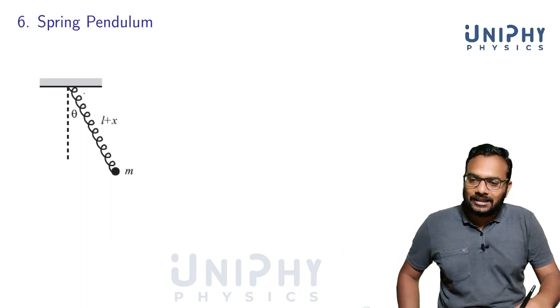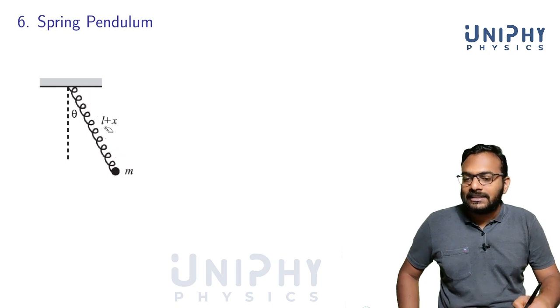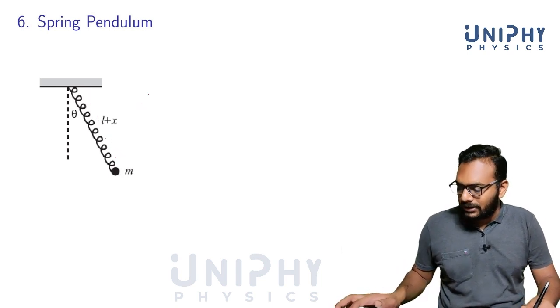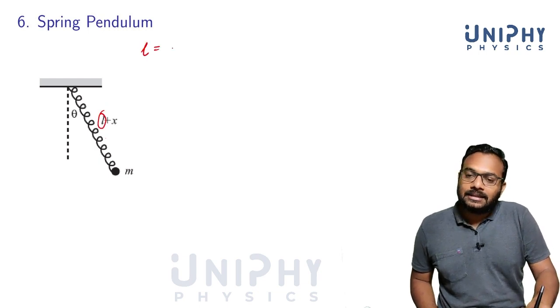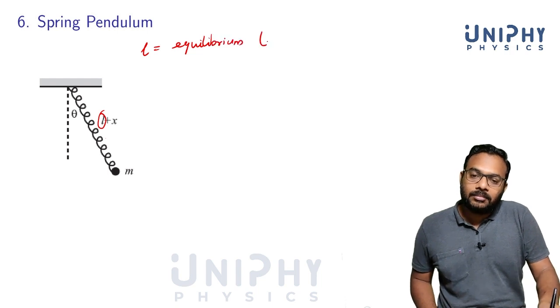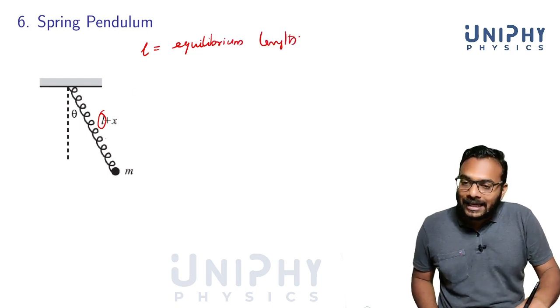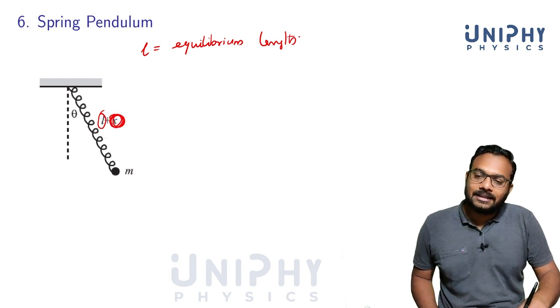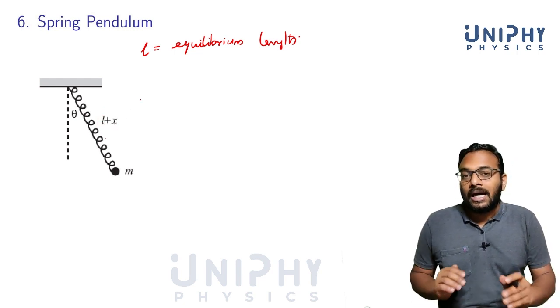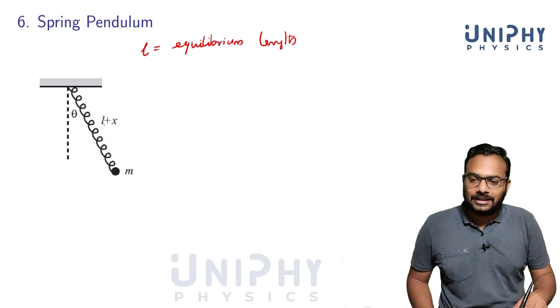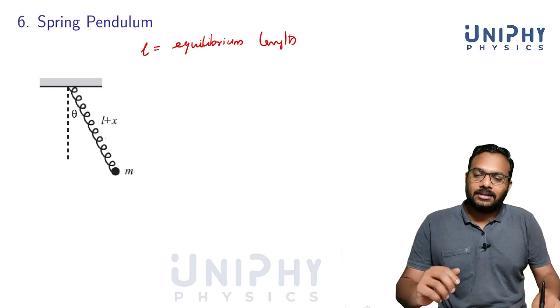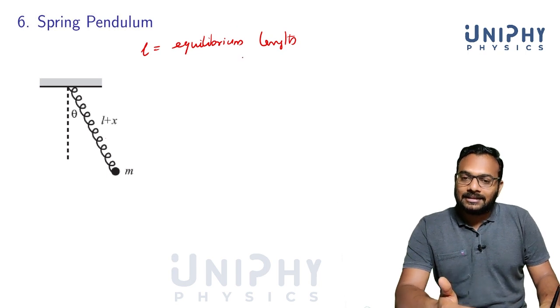So we have the spring pendulum. Instead of the string, you will have a spring. That is all. And this L, we'll call the equilibrium length. X here is the elongation of the spring, how much it has elongated from the equilibrium position. It's important to write it in this form. We cannot simply write it as x. It has to be L plus x, because L is the equilibrium length.